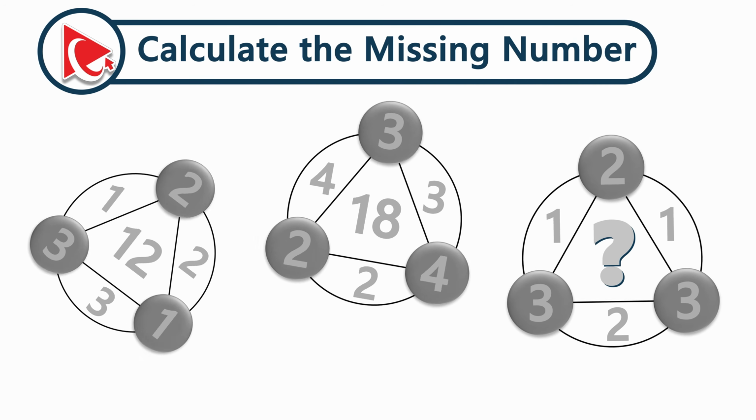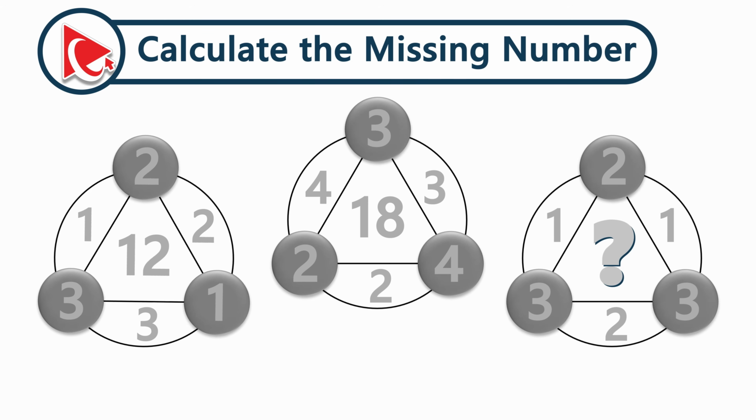Take a close look at these beautiful shapes. First shape has numbers 3, 2, and 1 on the outside, numbers 1, 2, and 3 on the inside, and number 12 in the middle. Second shape has numbers 2, 3, and 4 on the outside, numbers 4, 3, and 2 on the inside, and number 18 in the middle.